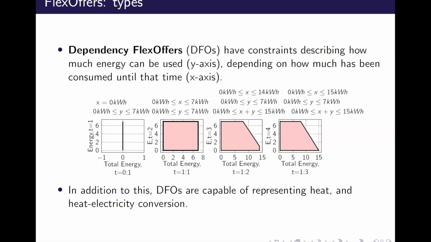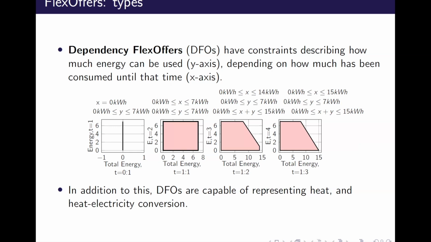If I've consumed, for example, at the last time step, if I've already consumed 15 kilowatt hours, which is this toy example's maximum capacity, then I can no longer consume any more energy. And this type of flex offer is very, very useful in modeling smart batteries. And most recently, it's been used to represent heat energy and conversion between heat energy and electricity energy.